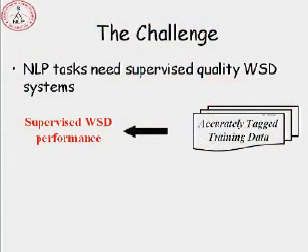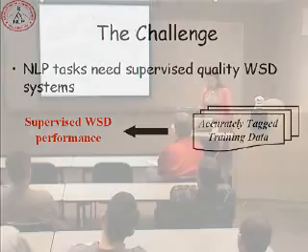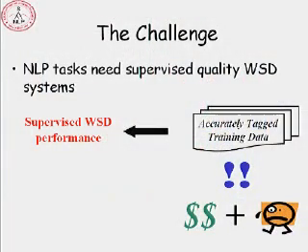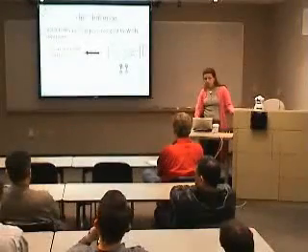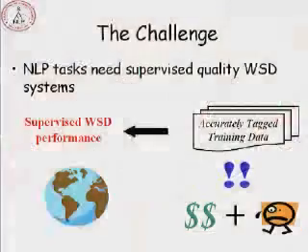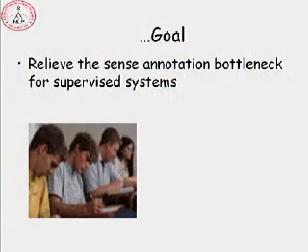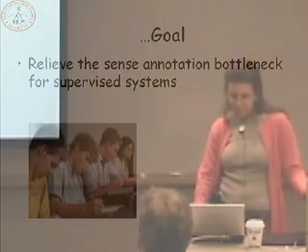So how do we functionally use this system to get labeled data that could be used in a supervised setting? The challenge is, as I said, supervised systems do perform much better than unsupervised systems, way better than my system. And in order to do that, it requires accurately tagged training data. That is a crucial requirement for any of those systems to perform well. But these are extremely expensive, and it's very tedious to produce. And what do you do about the other languages of the world? It's problematic. So the goal is to relieve the sense annotation bottleneck for supervised systems. That is how we're going to employ the SALAAM system for that.